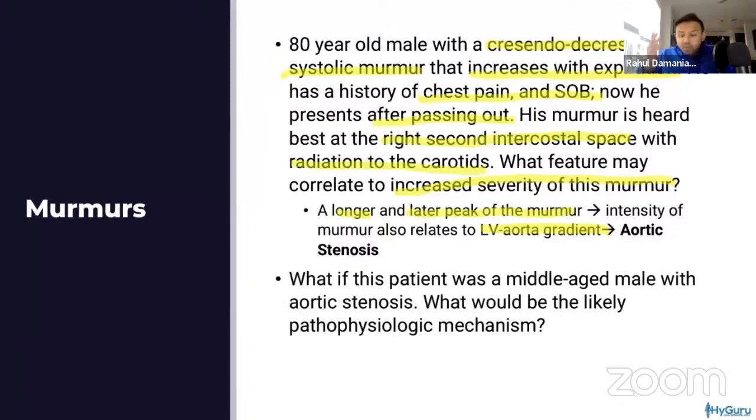So what if this patient was a middle-aged male on your USMLE with aortic stenosis? What would be the likely pathophysiologic mechanism here? And if you're thinking of bicuspid aortic valve in middle-aged males with aortic stenosis that's premature, you are absolutely correct. Remember, bicuspid aortic valve seen in Turner syndrome, also seen de novo in middle-aged males, can predispose you to early onset aortic stenosis.